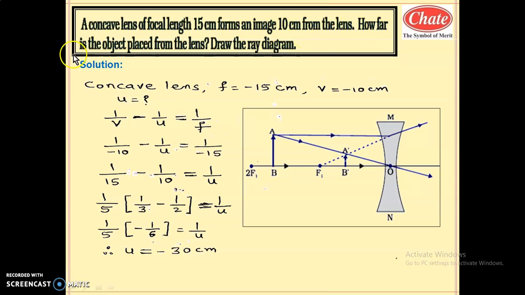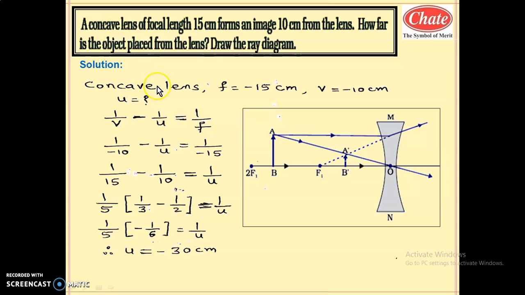How far is the object placed? So where the object is placed means we have to find the U from the lens. Draw the ray diagram. So student, here the lens is concave. For concave lens there are only two cases. One is object is at infinity, image will be at focus. On that the generally problem will not be asked.